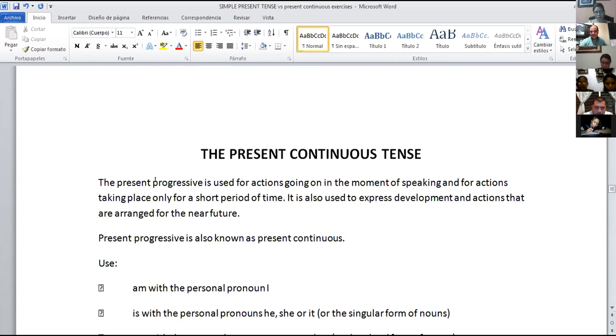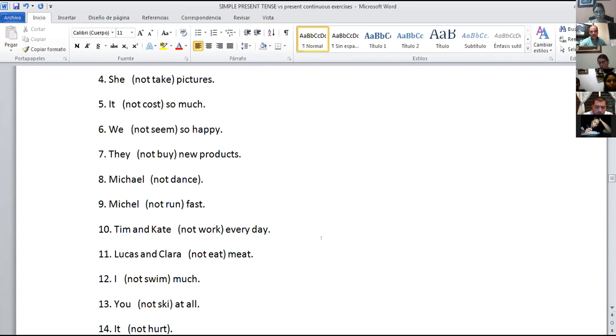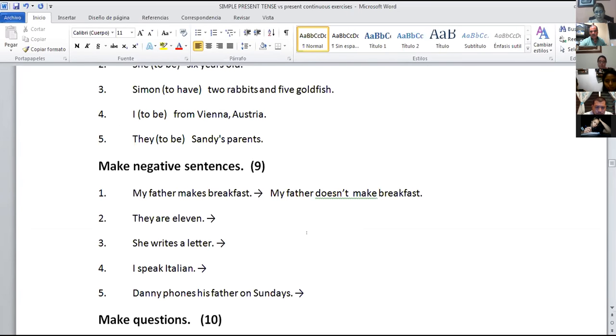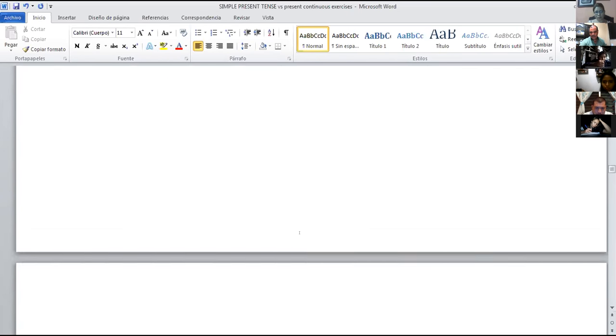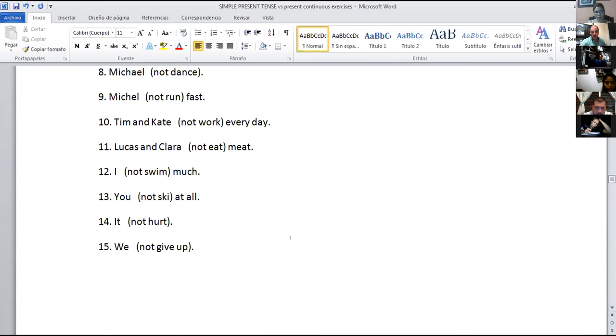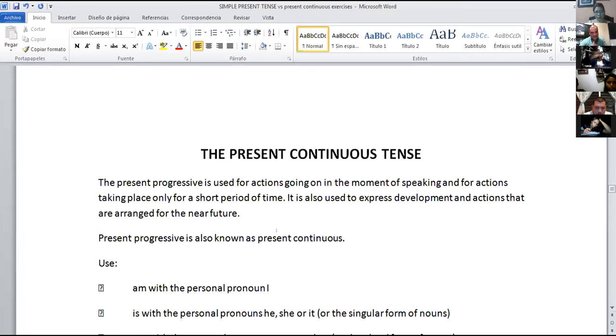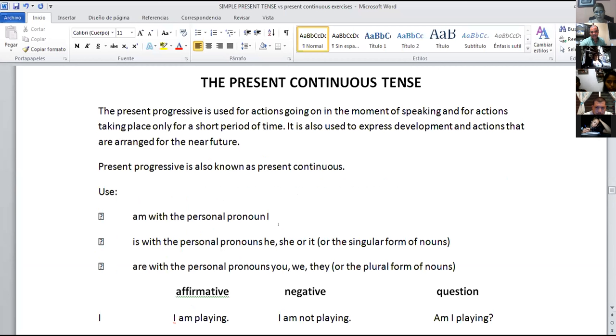Okay, now we are going to get to the present continuous. Don't worry. We are going to check all this tomorrow in tomorrow's class, but it's your homework. The present continuous tense.